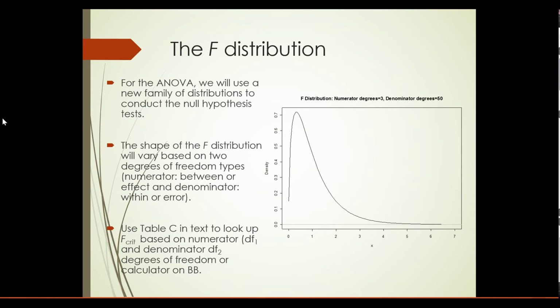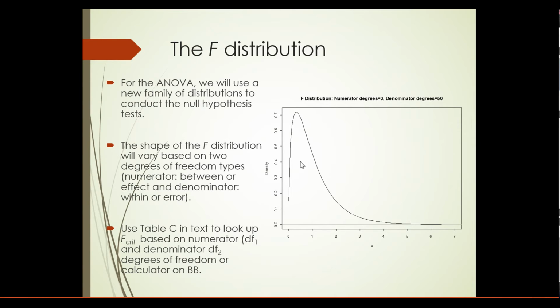So we'll be using a new distribution called the F distribution. Basically, the good news about its shape is that we don't have to deal with negative values, because the F distribution starts at 0. It doesn't go below 0, so we don't have to deal with negative values.